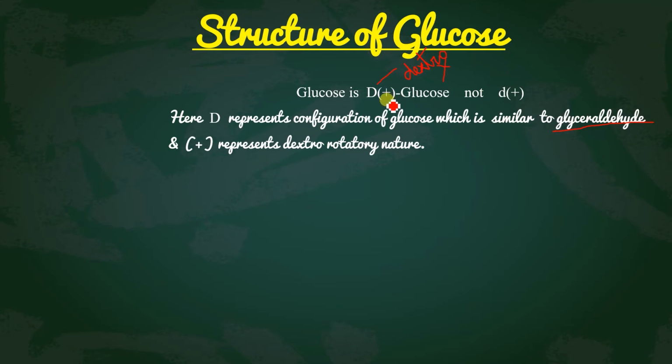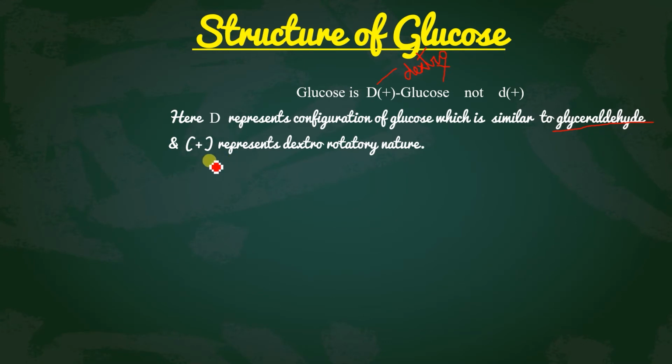So what is this plus sign? The plus sign represents its rotation; the capital D does not represent rotation. Whenever there is a plus sign, we say that it is dextro, that is, rotating towards the right. So whenever we write a structure as D, it means its structure resembles glyceraldehyde, and the plus sign shows that it is dextrorotatory. So glucose is always dextrorotatory, plus.